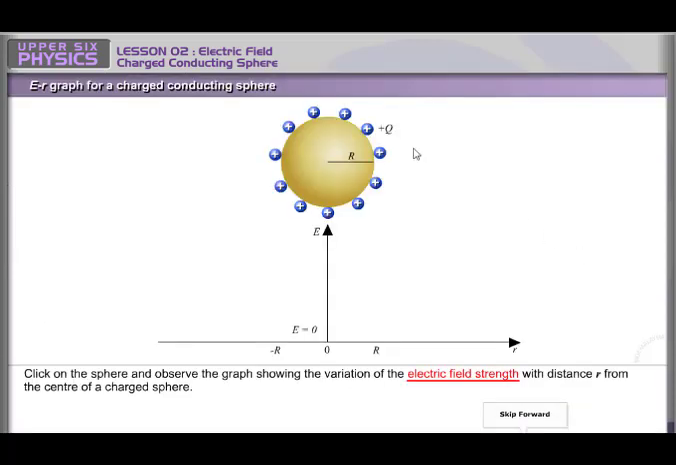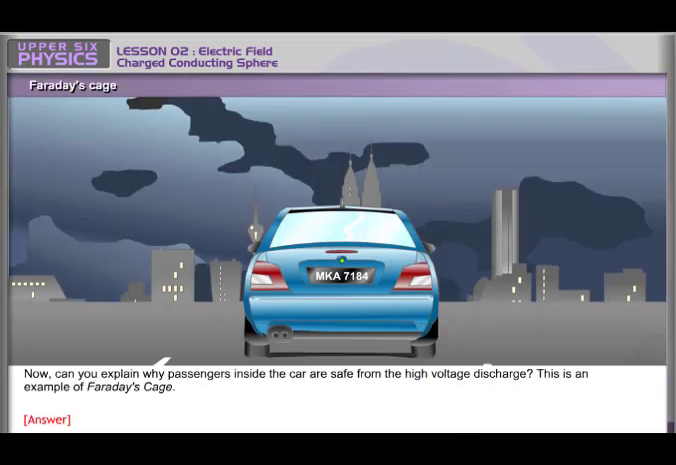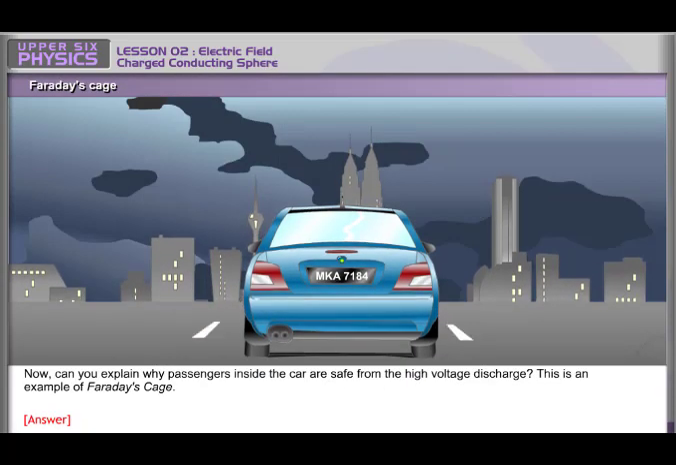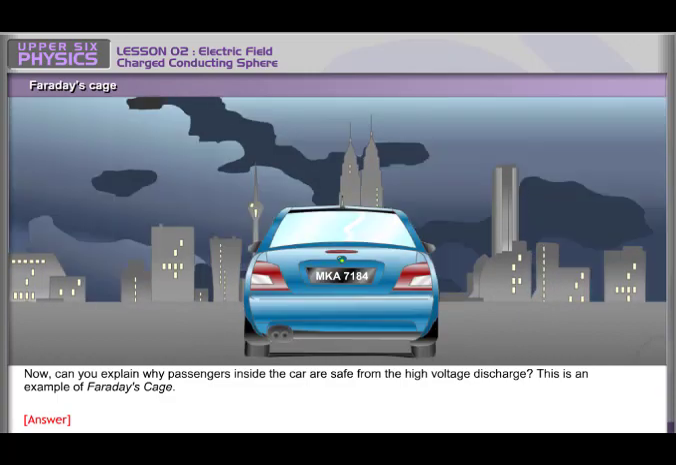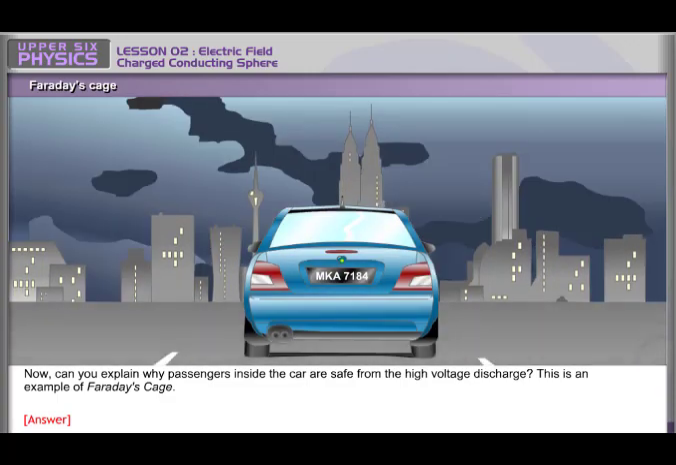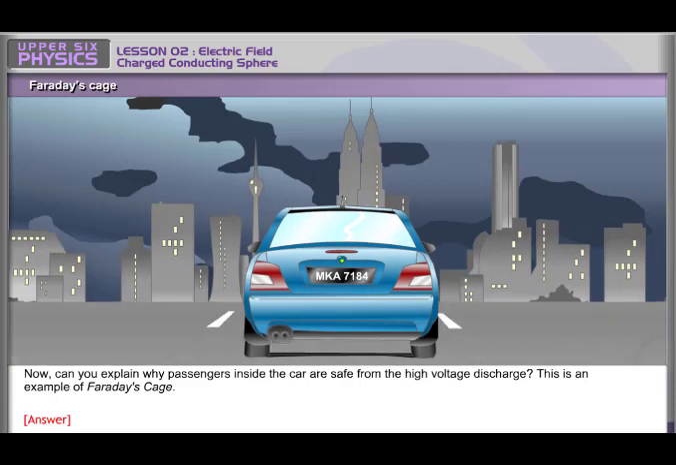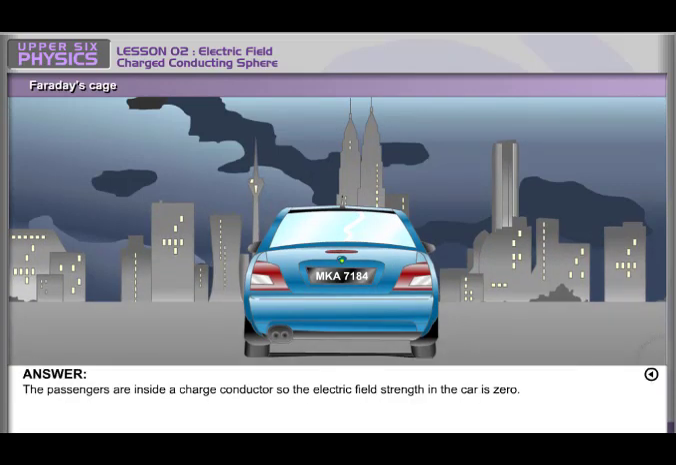Click on the sphere to observe the graph showing the variation of the electric field strength with distance r from the center of a charged sphere. Now, can you explain why passengers inside the car are safe from the high voltage discharge? This is an example of a Faraday cage. Answer: the passengers are inside a charged conductor, so the electric field strength in the car is zero.